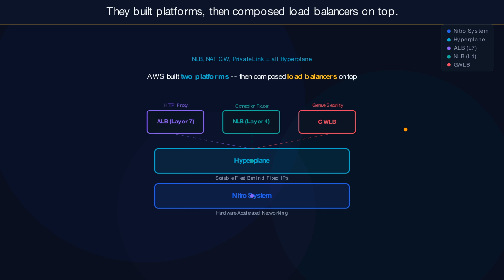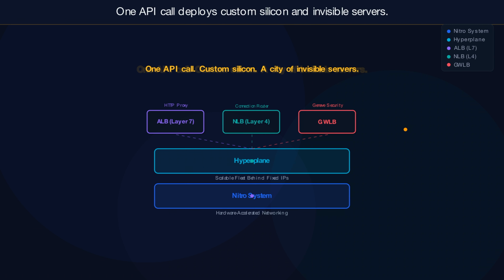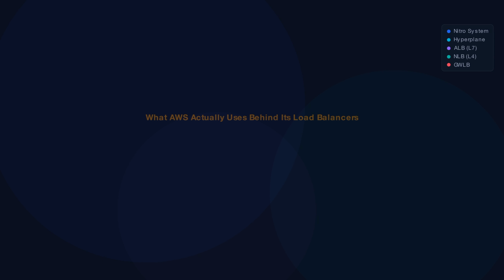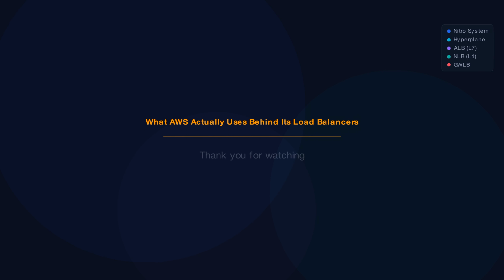The key insight: AWS didn't just build load balancers. They built 2 foundational platforms, Nitro and Hyperplane, and then composed different load balancers on top. That is why NLB, NAT Gateway, and PrivateLink all share the same superpowers: single IP, infinite scale, zero pre-warming. They are all Hyperplane. Next time you create a load balancer in AWS, remember, you are not just clicking a button. You are deploying custom silicon, a city of invisible servers, and decades of network engineering, all behind one API call.